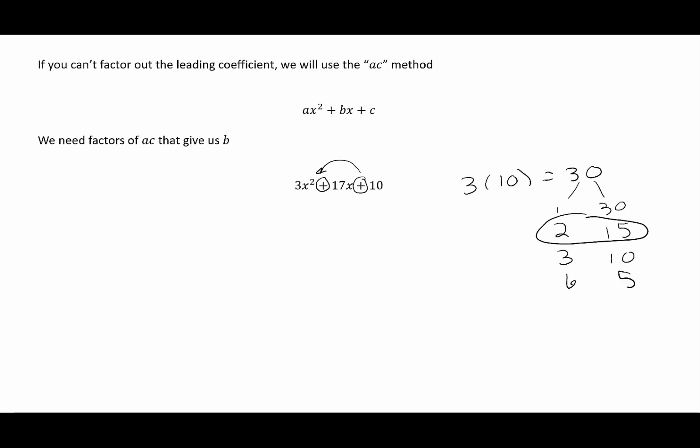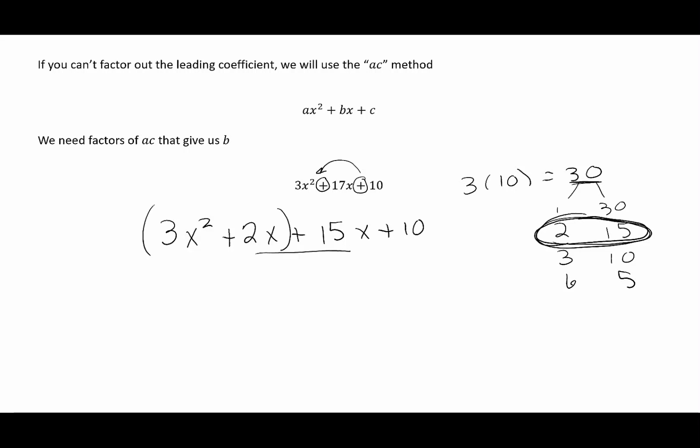Now we're going to rewrite our trinomial. I'll say 3x squared plus 2x plus 15x plus 10. So when we find our two factors of AC that add up to B, we rewrite B as the sum of those two terms. Now I'm going to factor by grouping. I take the 3x squared and the 2x, the 15x plus 10.